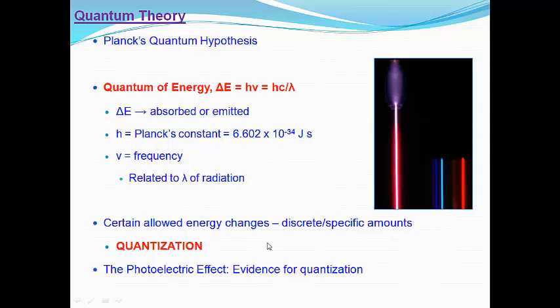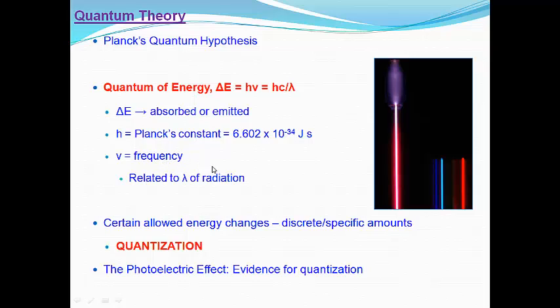So it tells us that we have discrete or specific amounts of energy. For you to have delta E, you have to move from an E1 state to an E2 state, or an E initial state to an E final state, and that difference in those two energy states or energy values is equal to delta E. And that delta E value is associated with the wavelength and also the frequency of radiation.